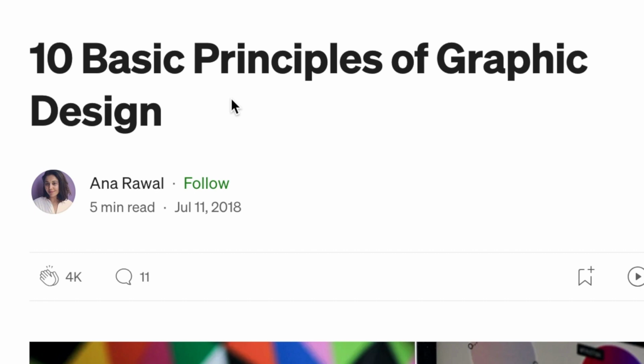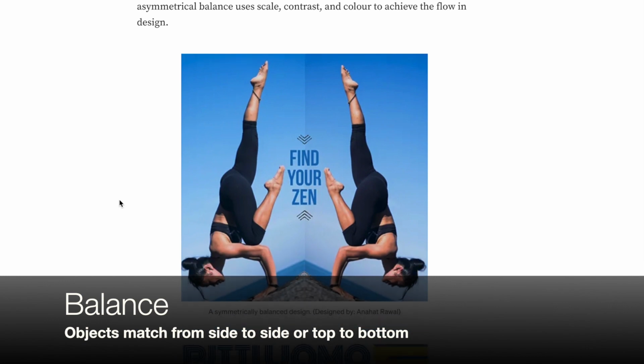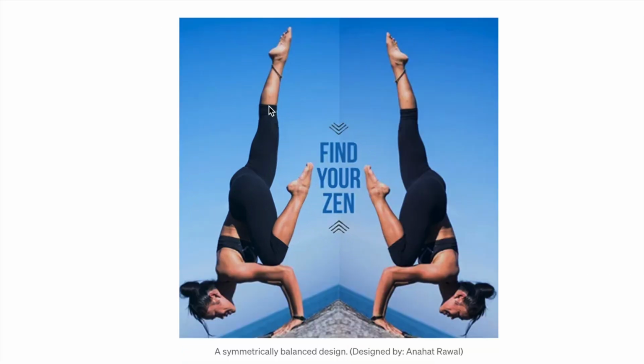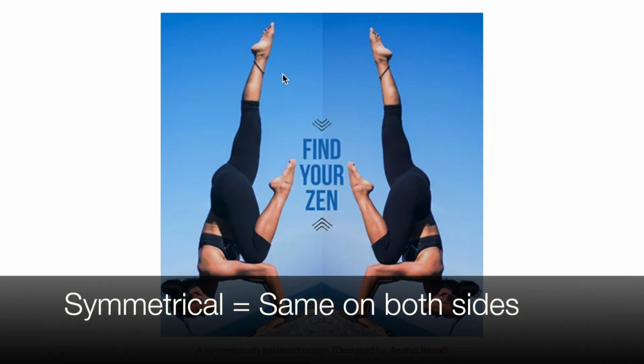So let's get started. The first one is balance. If you look at this ad, this is perfectly symmetrical. They've taken the same image, they've flipped it so it's equal on both sides. Find your Zen, there's 3 words on 3 lines, and they have the little down arrows. This is a perfectly symmetrical image. It's the same thing on the right as there is on the left. But things don't have to be perfectly right versus left symmetrical for them to work. Let's take a look at some other stuff.